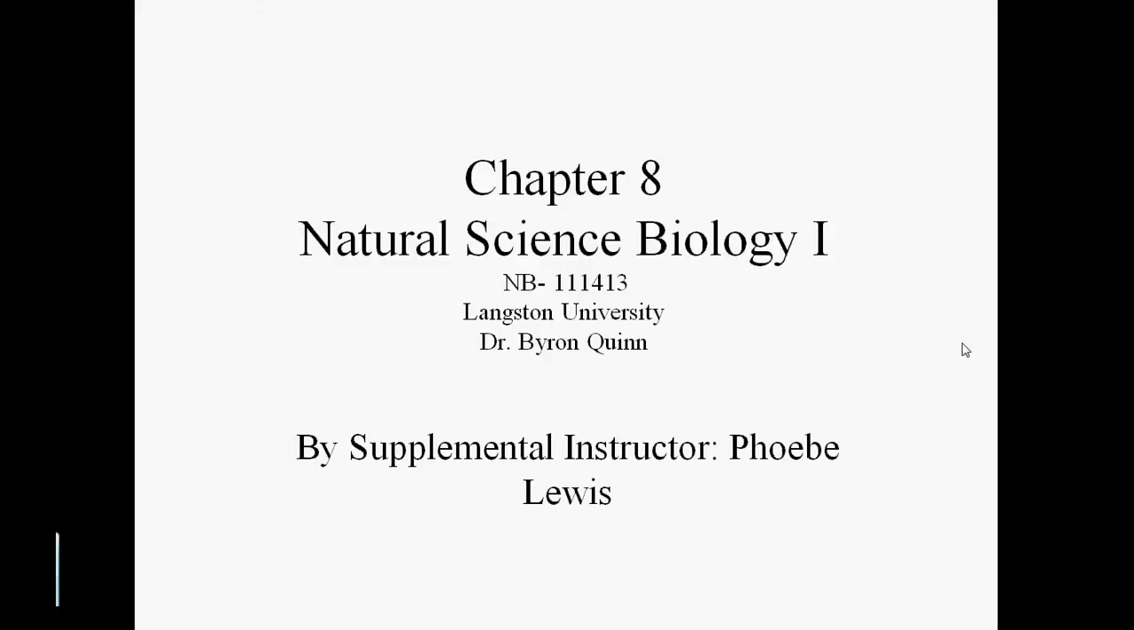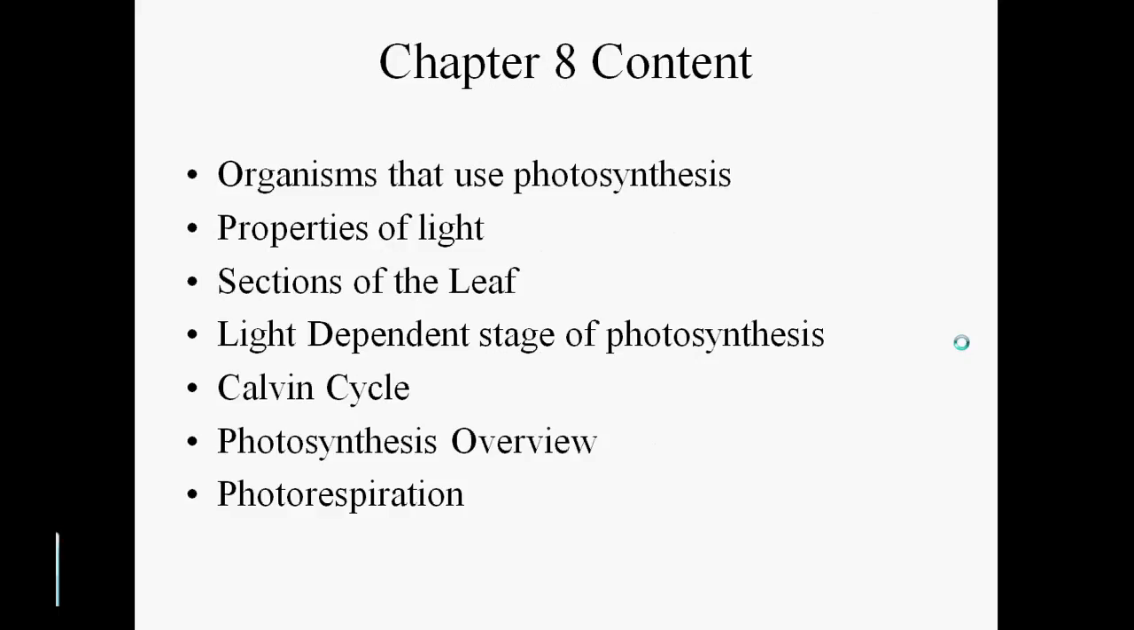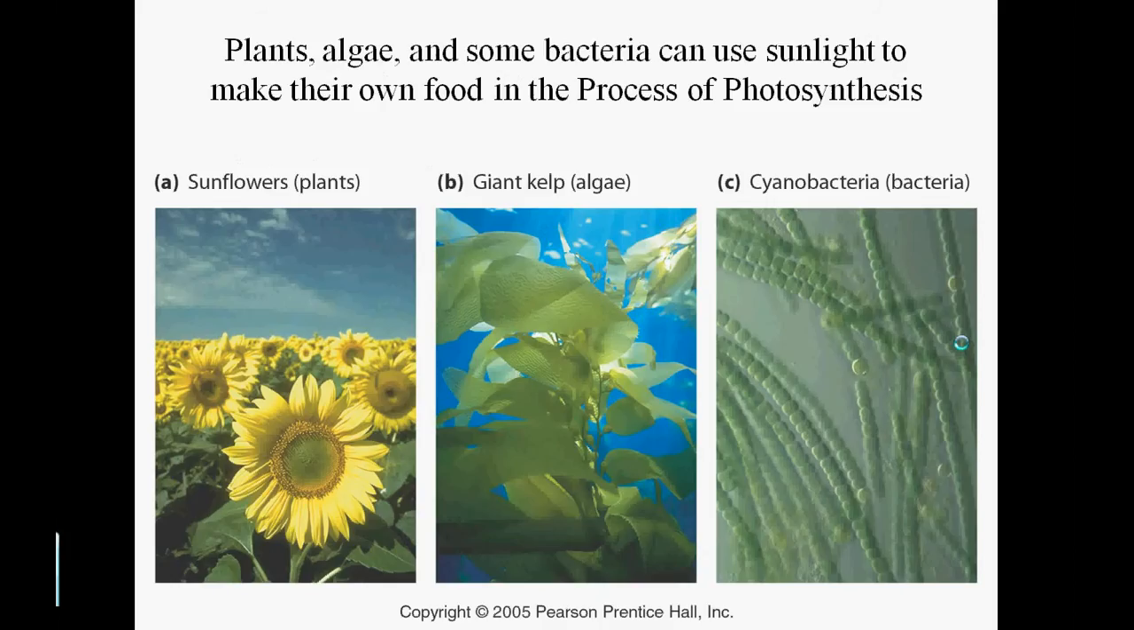This particular one focuses on Chapter 8, which covers photosynthesis. So in this video, we're going to discuss the organisms that use photosynthesis, properties of light, the sections of the leaf, the light-dependent stage of photosynthesis, the Calvin cycle, an overview of photosynthesis in general, and photorespiration.